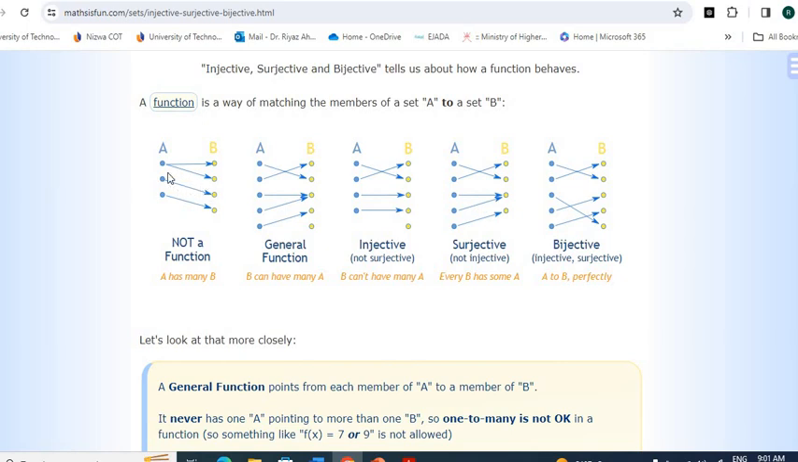So see this picture diagram as set A and set B. This element maps to more than one, so that's why it is not a function. So this one is a many-to-many type of thing, so it is a general function. Injective means 1 to 1. So see that one, I'm going to check 1, 2, 3, 4. Domain is 1, 2, 3, 4, range is 1, 2, 3, 4. So that's why it is injective or 1 to 1.